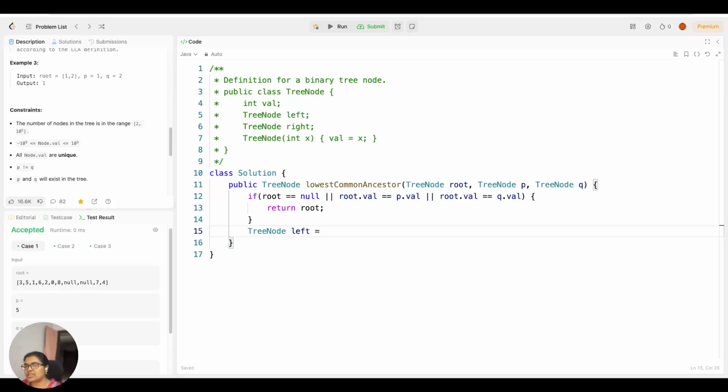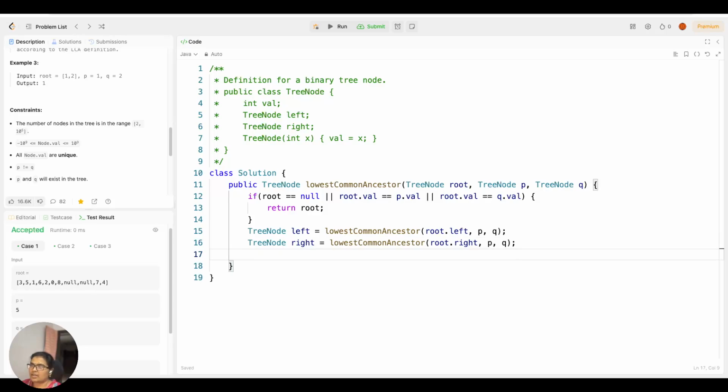If you didn't find it in the current node, now what you have to do? You have to look for it in the left side of the tree. So we have to look for it in the left with root.left. And we have to look for it in the right. You have to look both left and right. You didn't find it in the current position, so you look for it in left and right. Now we have all the cases that we talked about.